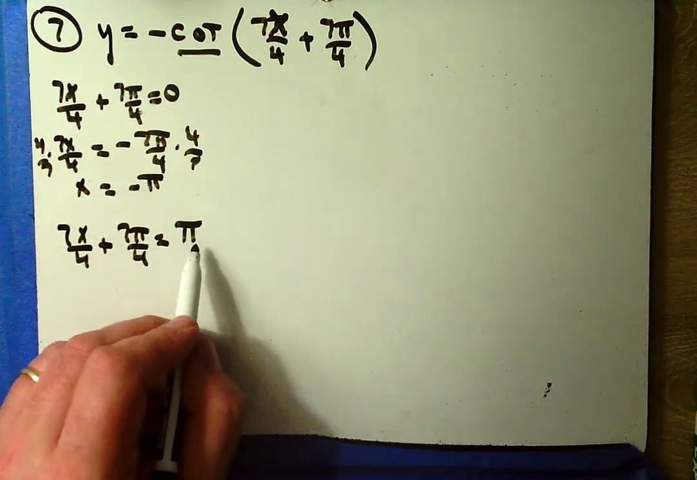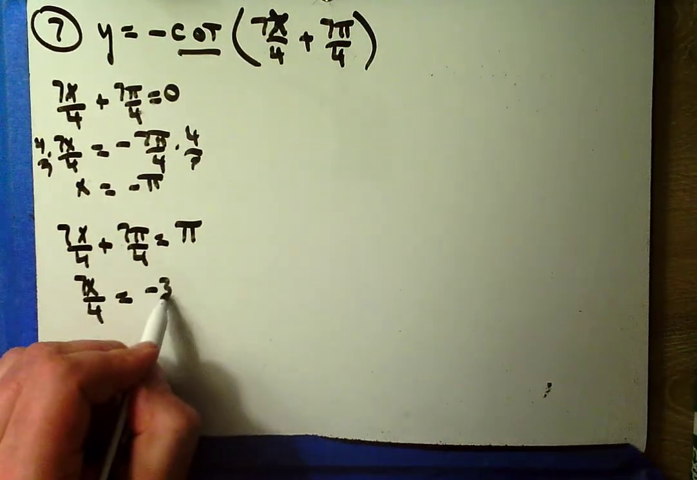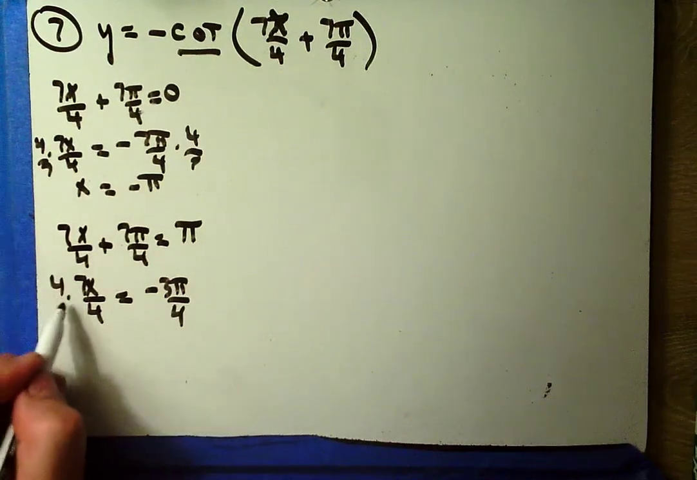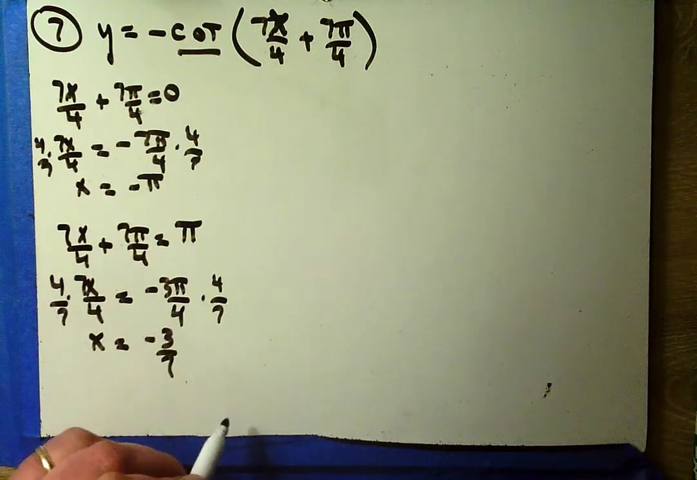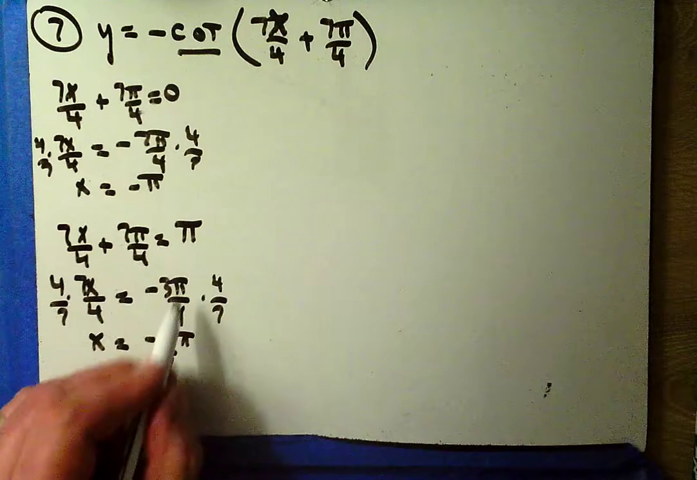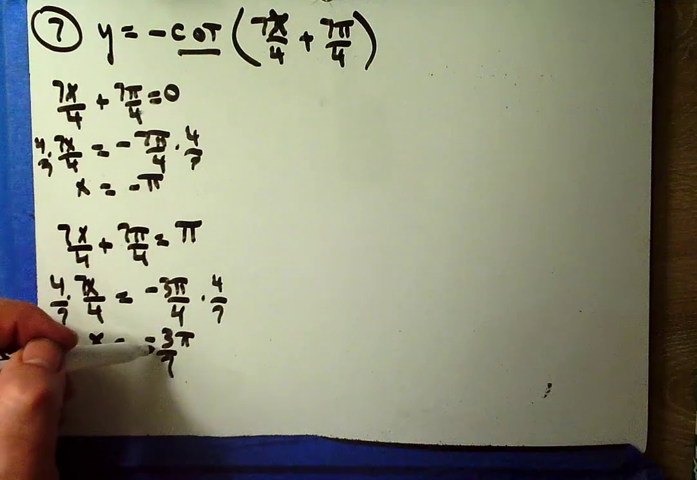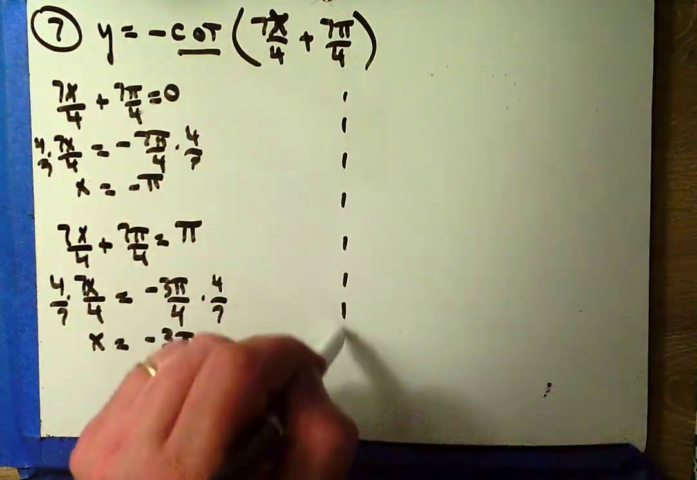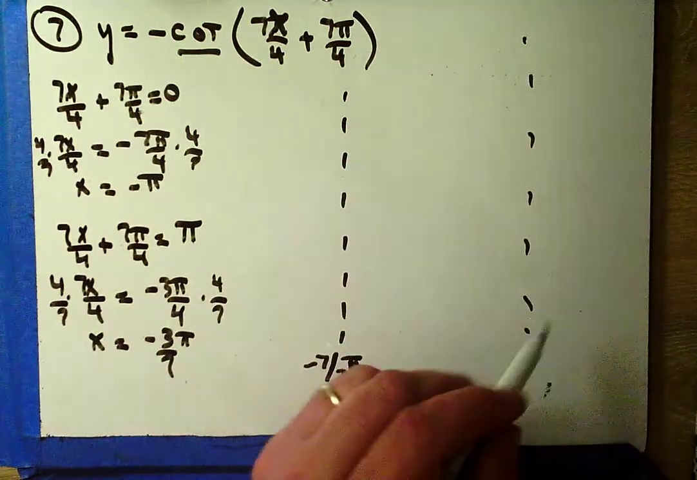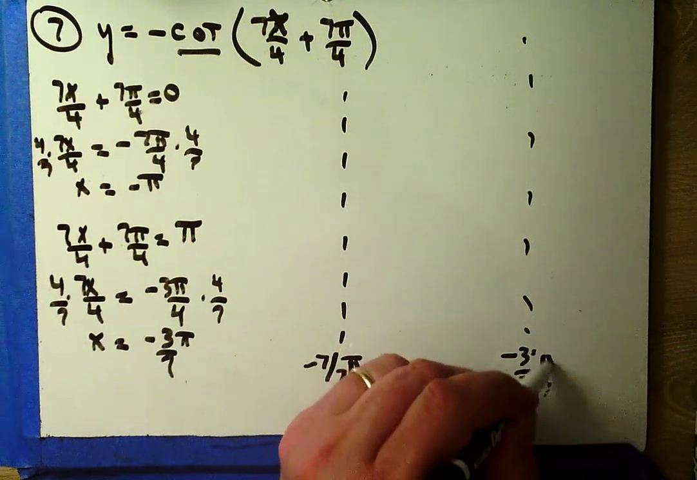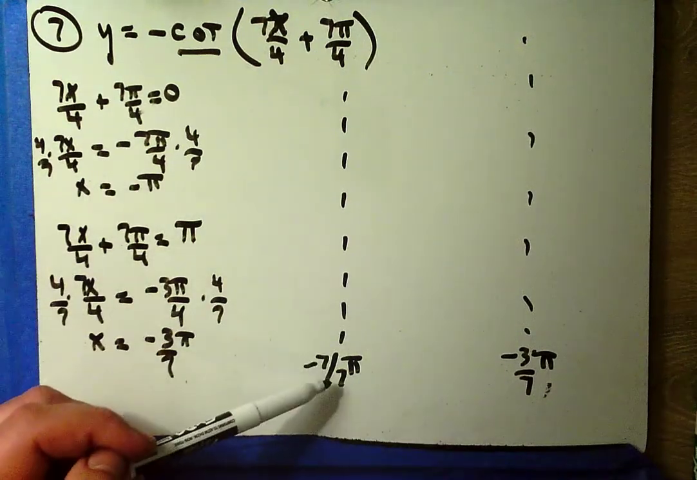And now here, this is 4 pi over 4 minus 7 pi over 4. So 7x over 4 equals negative 3 pi over 4. And then when we multiply both sides by 4 over 7, we get x equals negative 3/7 pi. Don't lose that pi. Okay, so negative 7/7 pi and negative 3/7 pi. And you may be saying, well, why did you bother turning negative pi into negative 7/7?